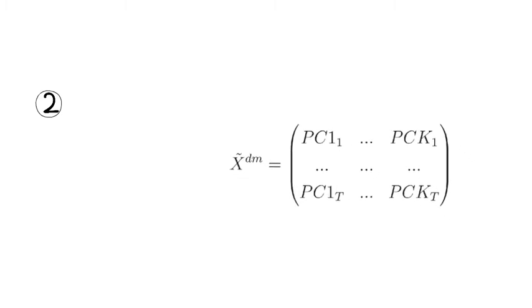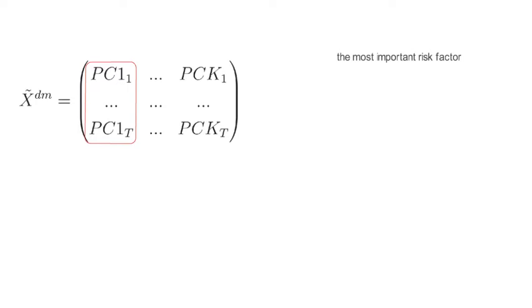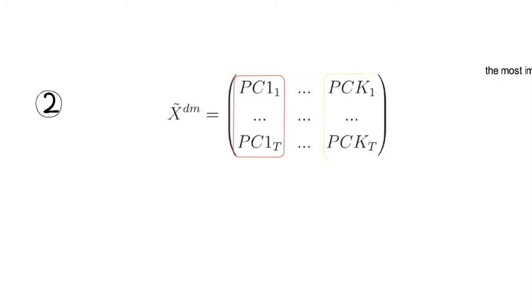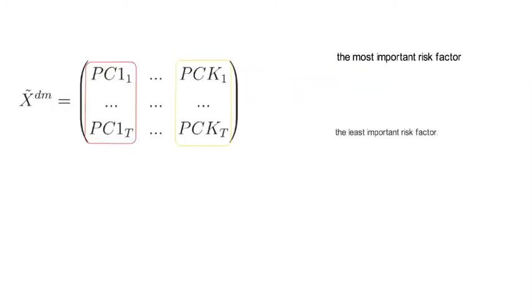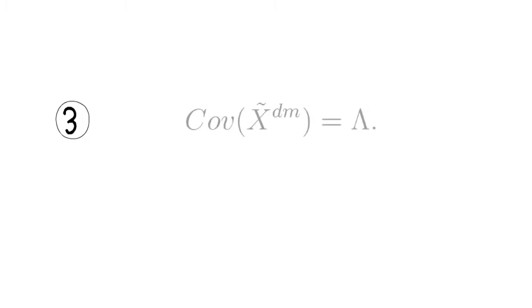Now my second takeaway. To explicitly highlight the relation to principal components, I highlight explicitly here that X tilde dm can be written as this matrix of PCs. Note that the first column is the time series of the most important risk factor in terms of variance explained, while the last column represents the time series of the least important risk factor. Now my third takeaway is that the covariance matrix of the PCs is simply the lambda.